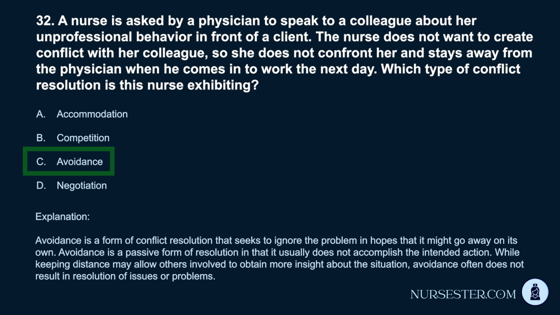Avoidance. Avoidance is a form of conflict resolution that seeks to ignore the problem in hopes that it might go away on its own. Avoidance is a passive form of resolution in that it usually does not accomplish the intended action. While keeping distance may allow others involved to obtain more insight about the situation, avoidance often does not result in resolution of issues or problems.